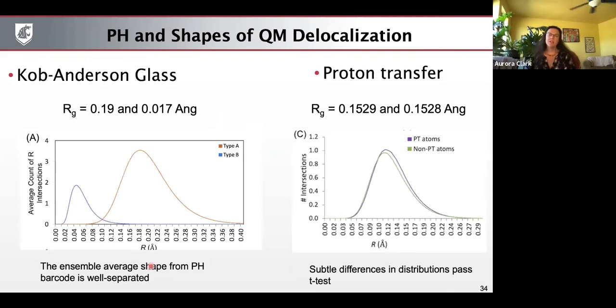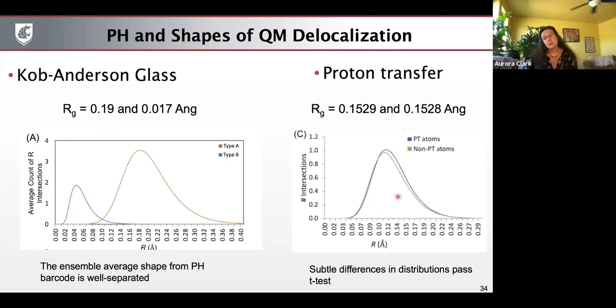And so in the context of these shape metrics, we can compare this Cobb-Anderson glass versus this proton transfer case. In the Cobb-Anderson glass, you get these very different radii of gyration for these two different types of particles, where you can very easily distinguish the shapes of these two very different delocalized versus localized particles. In the proton transfer case, the radius of gyration is almost identical, right? It's set to the 4th decimal place.